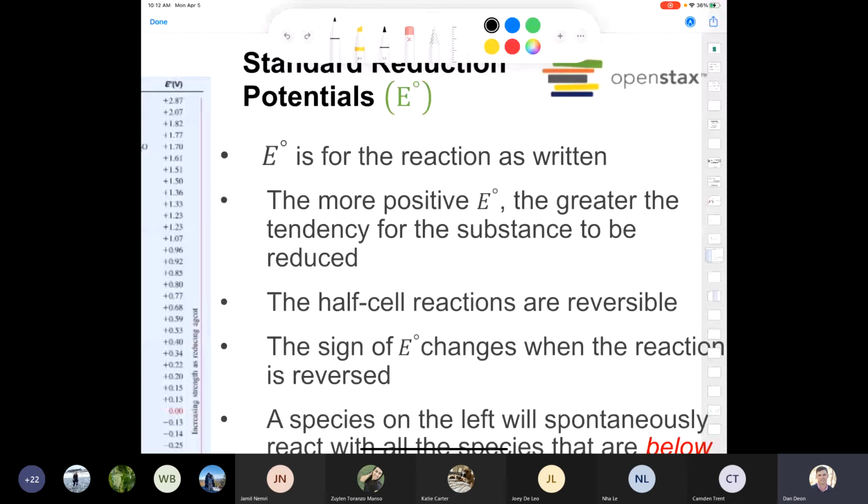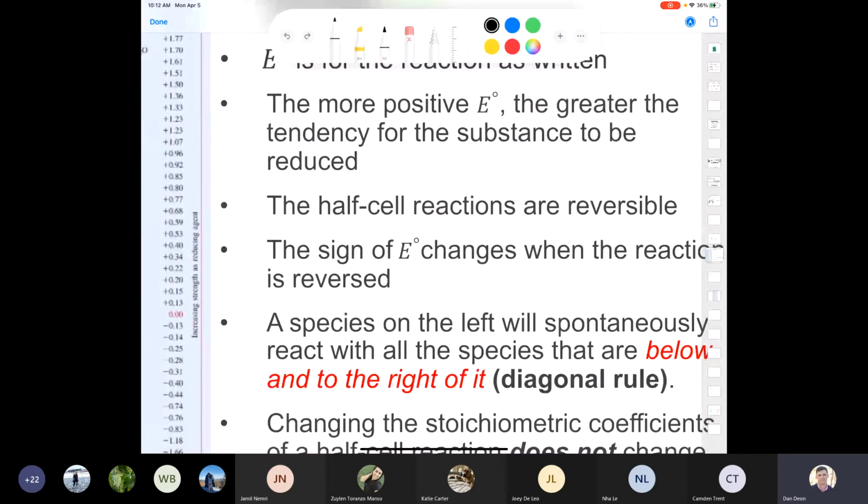The more positive the standard reduction potential, the greater tendency for the substance to be reduced. That's a fancier way of saying the hungrier it is for electrons. These half-cell reactions are reversible. But if you want to flip them around, you'd have to flip the sign of the standard reduction potential. You'd have to flip a negative to a positive, or a positive to a negative.